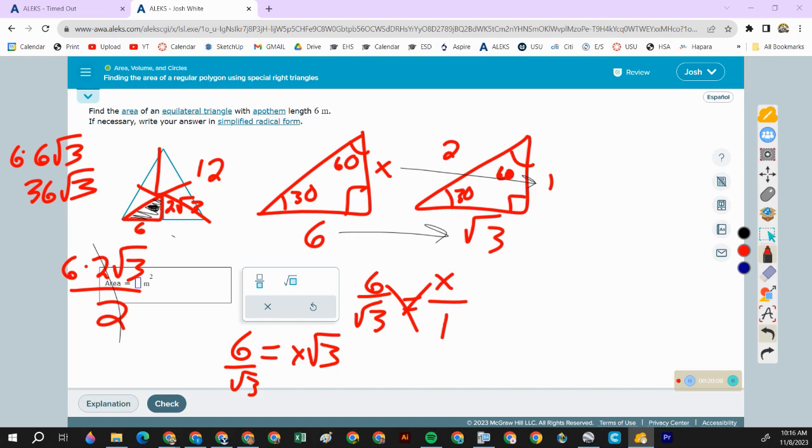And on that hexagon problem, I said there were 6 triangles, but there were actually 12. So that answer I had was wrong. Yeah. Yep. So you would say 36 root 3 meters squared. Is that what you're asking? Yep. Okay, it doesn't want the decimal answer. It wants the exact answer. So just leave the root in there. All right. Now get to work.